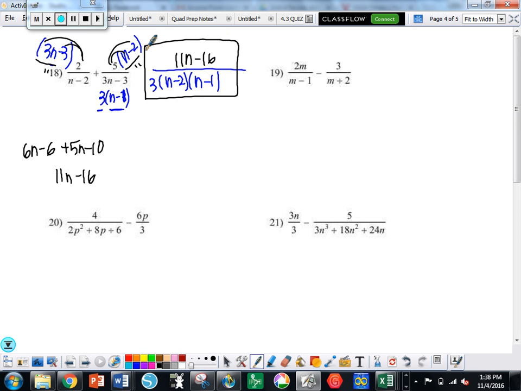Number 19, I'm going to change that to a plus and bring the negative up with the 3. Common denominator, you have to look at this as a group and look at this as a group. So, m minus 1 times m plus 2. Then, the first group will need an m plus 2. The same on the bottom. The second group will need an m minus 1 on the bottom.